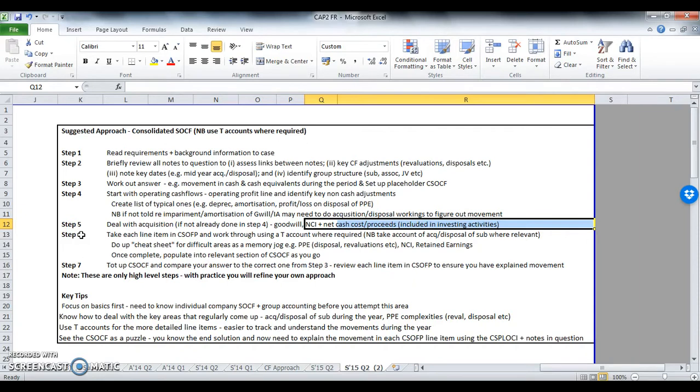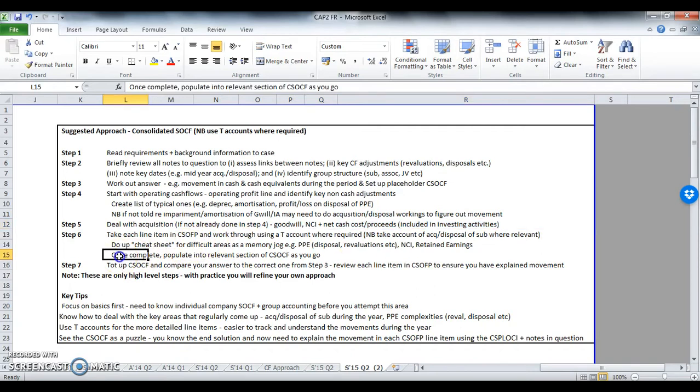You're trying to explain how did the PPE go from X last year to Y this year, using your notes and using the consolidated statement of profit and loss and other comprehensive income to help you fill in those gaps. So my advice again is to use a T account, but also do a cheat sheet up, particularly for the difficult areas such as property, plant and equipment, NCI and retained earnings. So it just gives you an idea of the things to watch out for and the key mistakes that you regularly make when you attempt these questions.